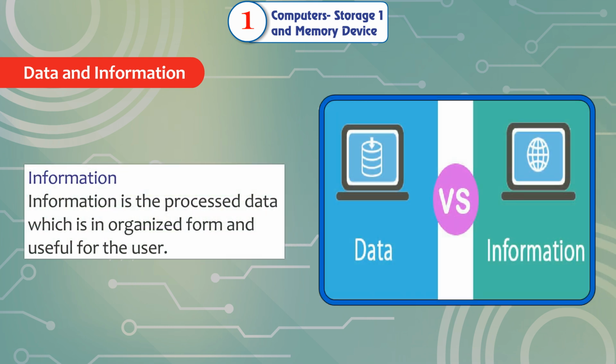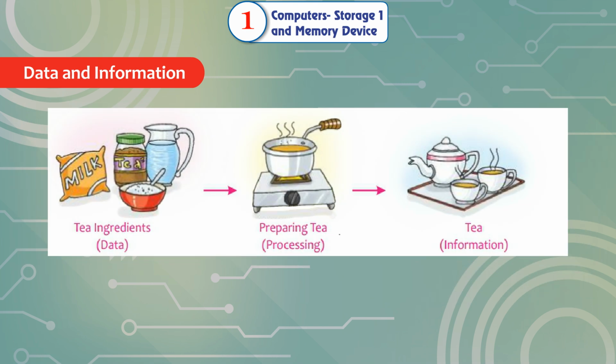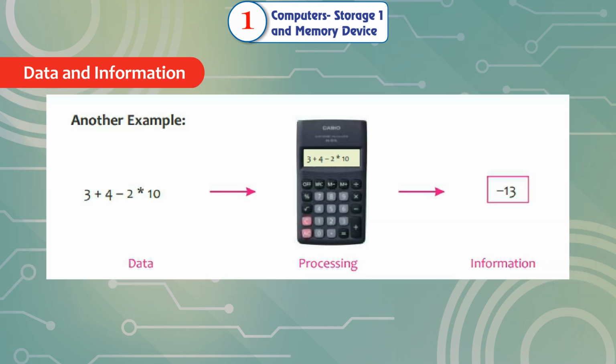Information. Information is the processed data which is in organized form and useful for the user. Example, all the ingredients are added in a pan and put on a flame to make the tea. The prepared tea is the information. Tea ingredients, data, preparing tea, processing, tea, information. Another example, 3 + 4 - 2 * 10 = -13: data, processing, information.